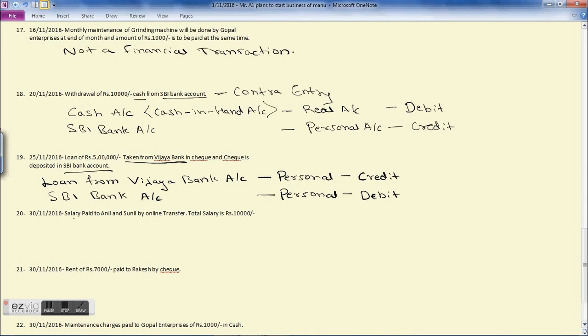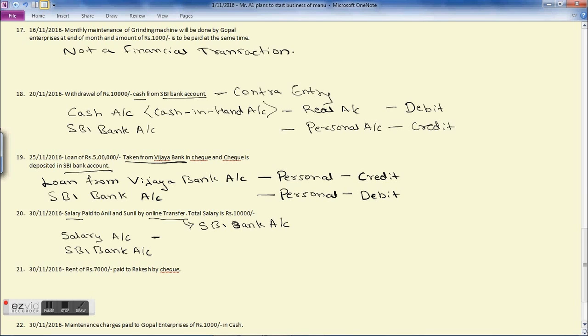Right. So what are the two accounts that are affected? One is salary account, and see, the salary is paid by online transfer. Online transfer is nothing but it is paid through your bank account. Which bank account? SBI bank account. Right? So we will pass a journal entry first. Now two accounts affected are salary account and SBI bank account.